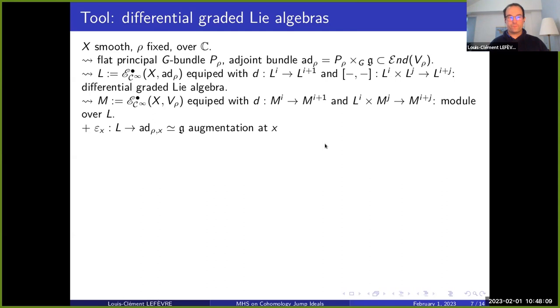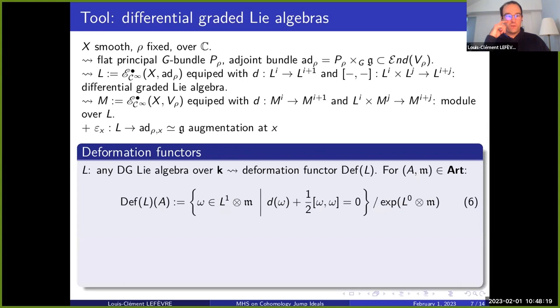And when you have all of this, what you can do from deformation theory is associate a deformation functor to L. Actually, to any DG Lie algebra over any field K of characteristic zero you can associate a deformation functor, which for a local Artin ring A with maximal ideal M, the deformation functor of L on the ring A is given by taking the Maurer-Cartan elements, so the elements in L1 tensor M, that satisfy the Maurer-Cartan equation.